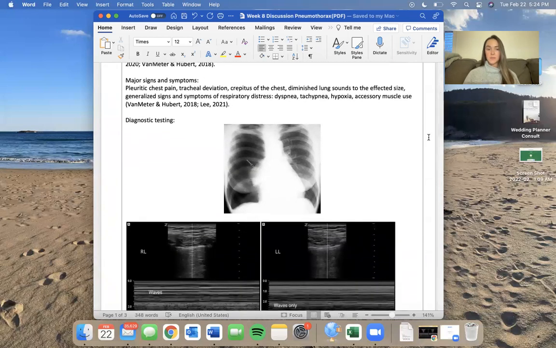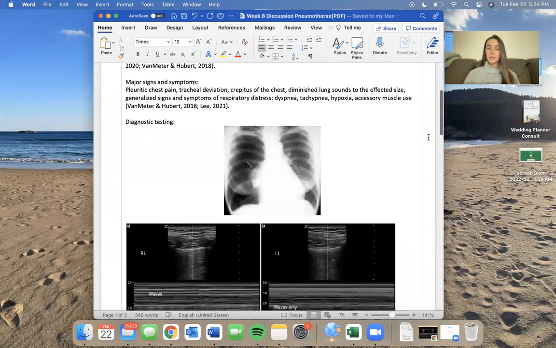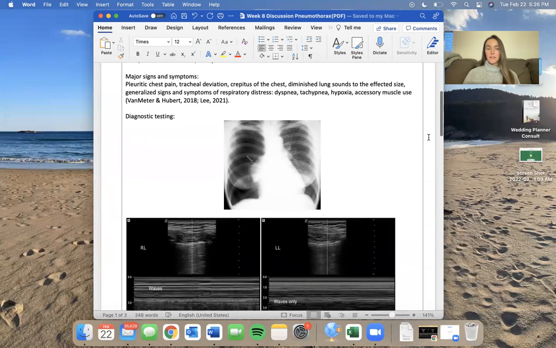Major signs and symptoms. Pleuritic chest pain is a very common telltale sign, as well as tracheal deviation if it's a tension pneumothorax, or crepitus of the chest, so little feelings of air popping. There'll be diminished lung sounds to the affected side. And then just generalized symptoms of respiratory distress. So dyspnea, tachypnea, hypoxia, and accessory muscle use.